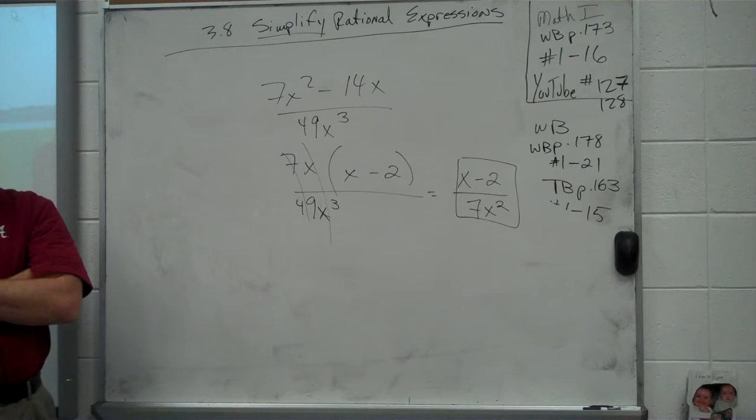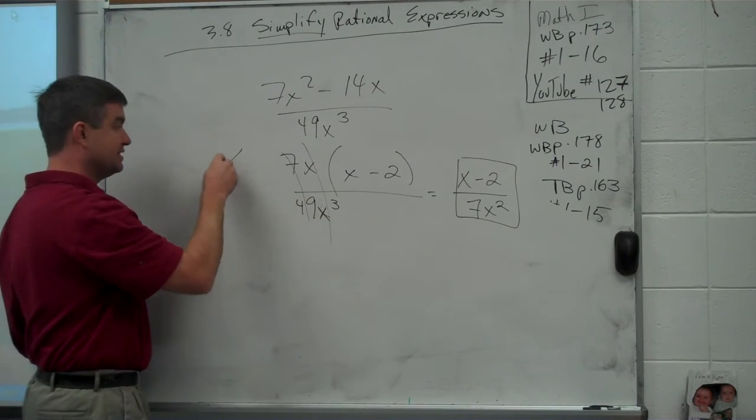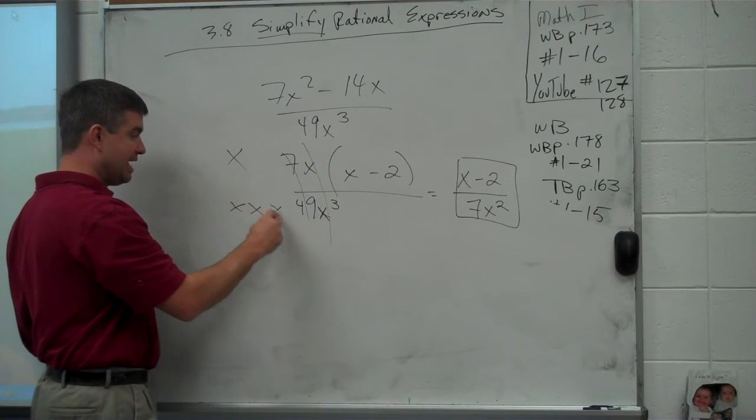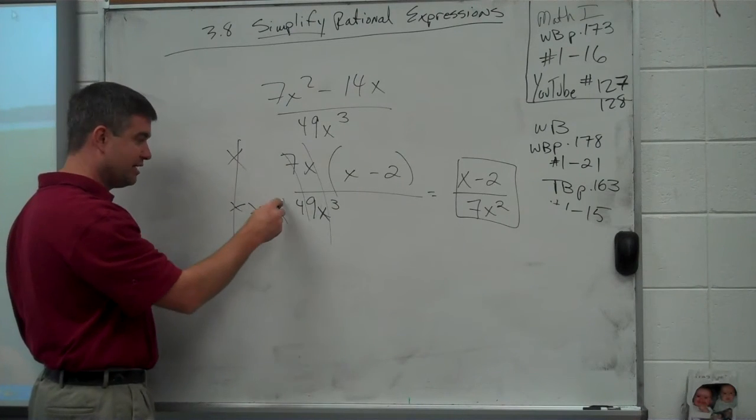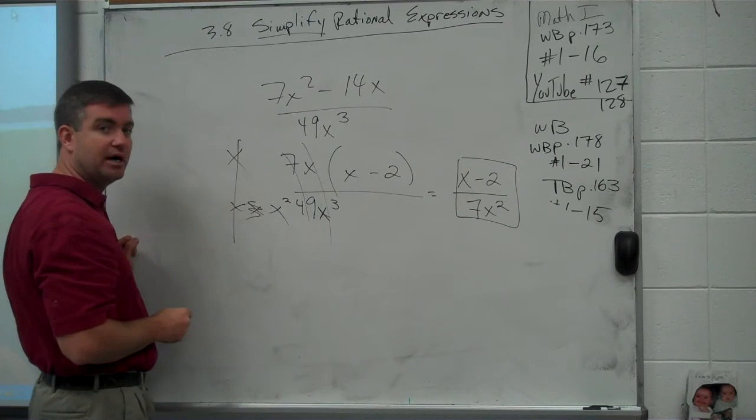The thing I got confused on is it was 1 minus 3 instead of 3 minus 1. So 1 minus 3 for the exponent. This is x, x, x, x. Those cancel. You're right, it's negative. 1 minus 3, I end up with x squared on the bottom.